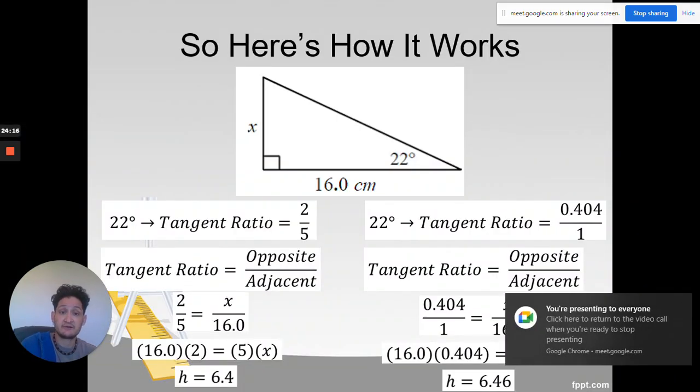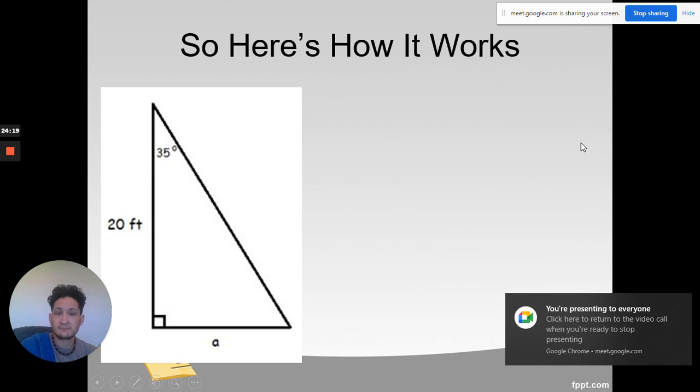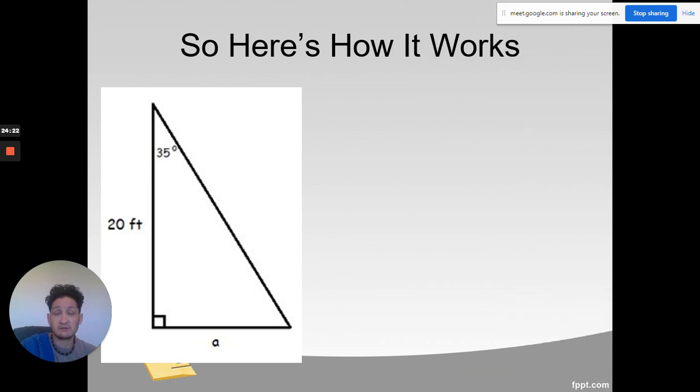Let's give this a shot then. All right. Before anything else, we're looking. I have a 35-degree angle. I don't know what the tangent ratio of a 35-degree angle is. Good thing my calculator does. I'm looking for A, which is the side opposite. And I know that the adjacent side is 20 feet.